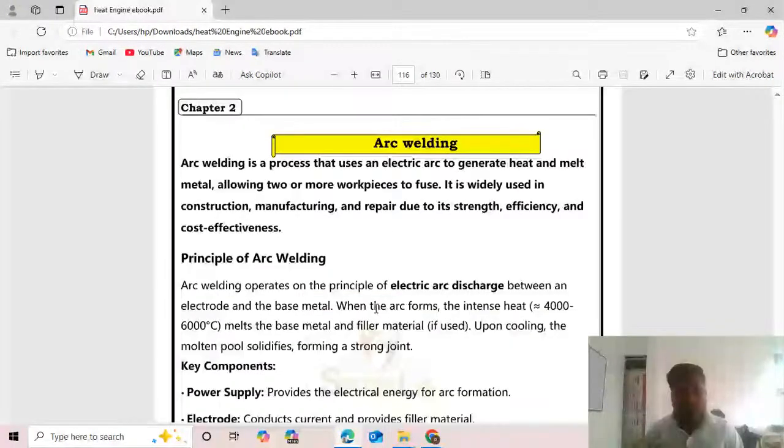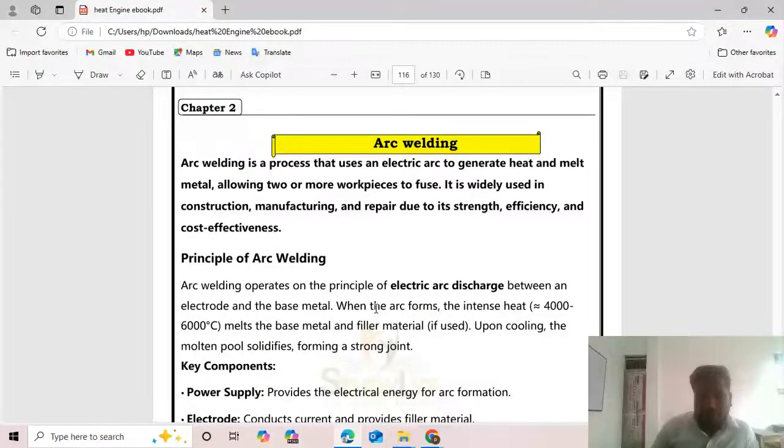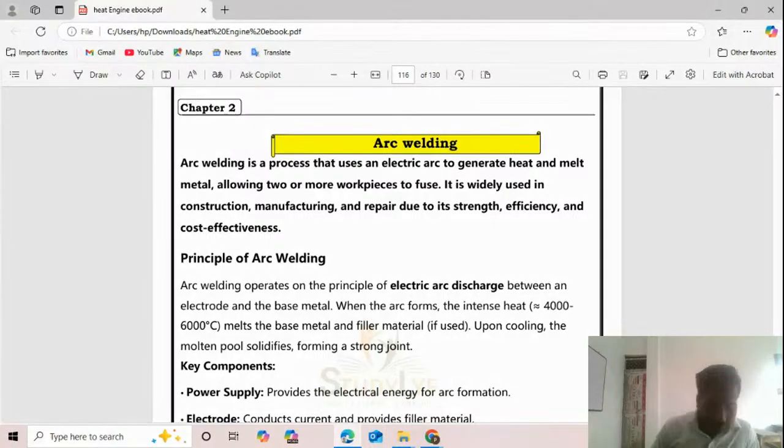Welding. In the arc welding process, an electric arc is generated and melts the metal, allowing two or more workpieces to fuse. It is widely used in construction, manufacturing, and repair due to its strength, efficiency, and cost-effectiveness. So, what is basically arc welding?